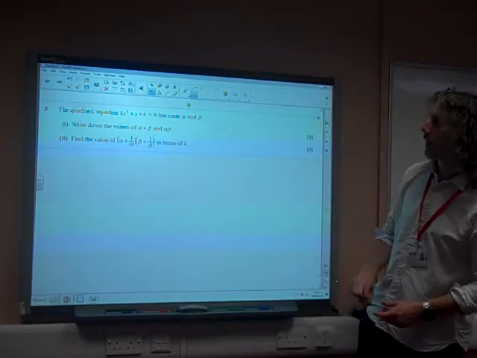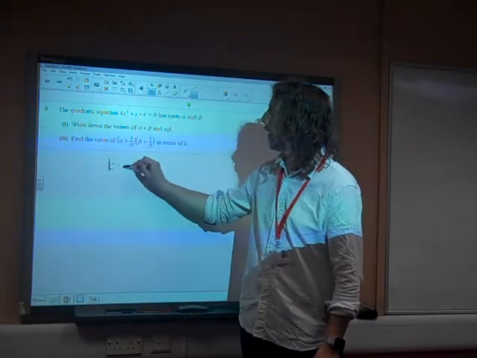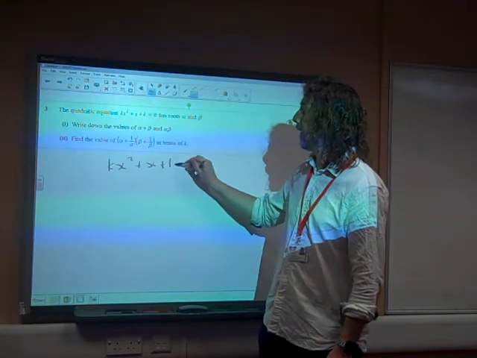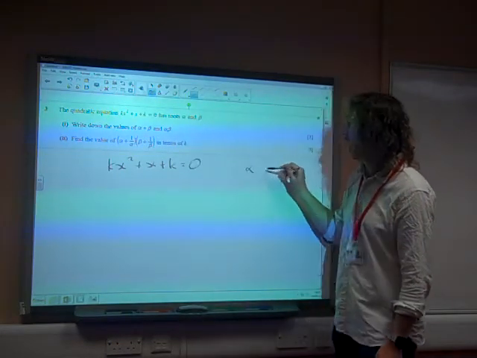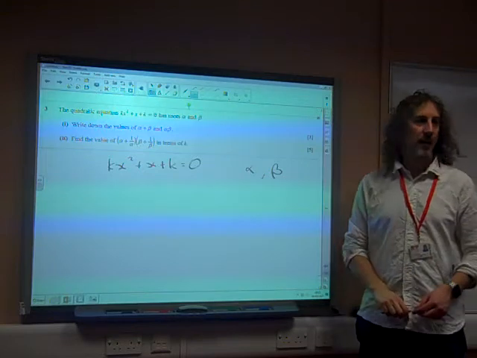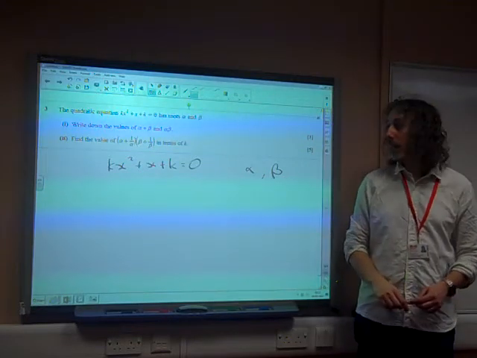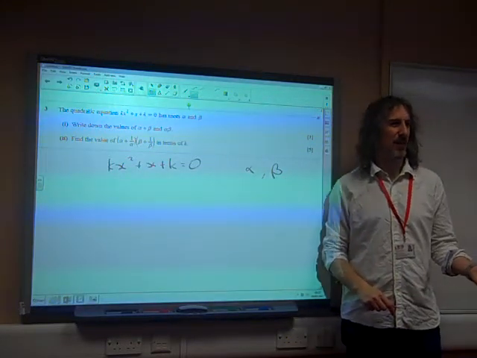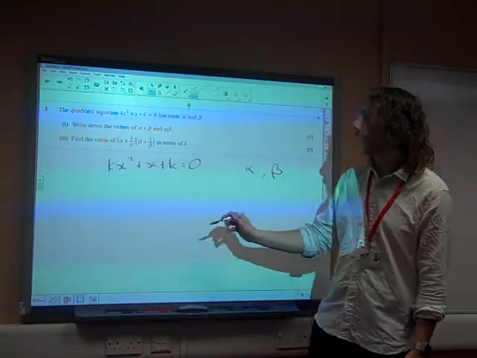Question 3. The quadratic equation kx squared plus x plus k is 0 has roots alpha and beta. Write down the values of alpha plus beta and alpha beta. Well, that's brilliant, isn't it? That's a great 1 mark.